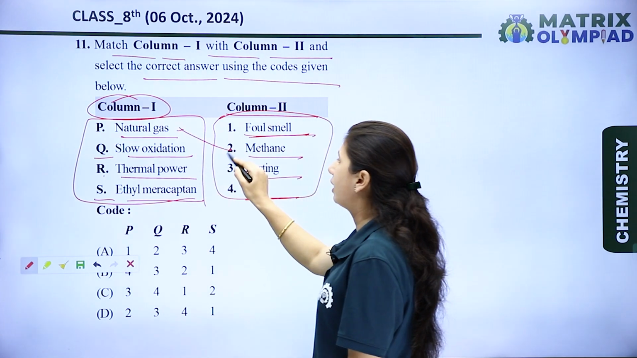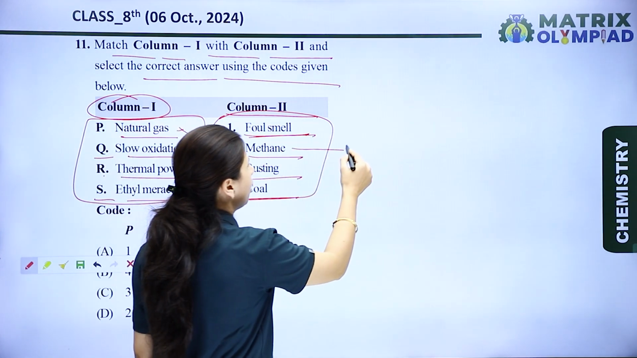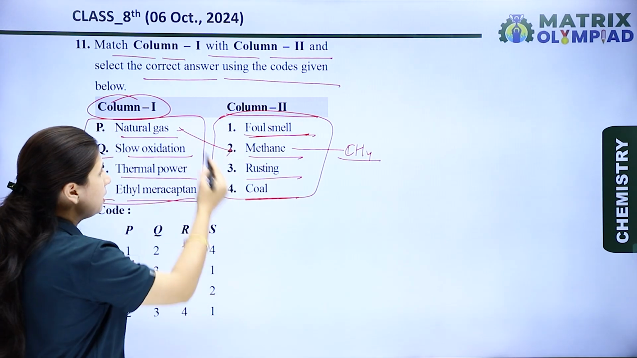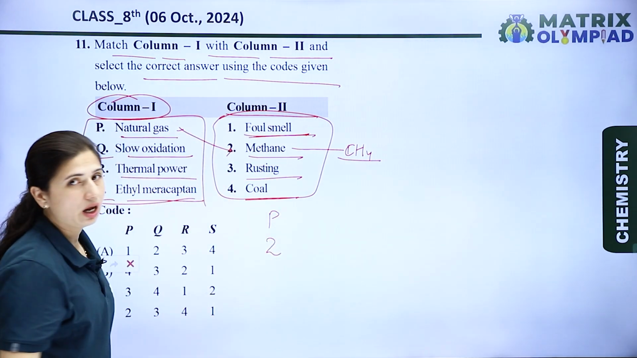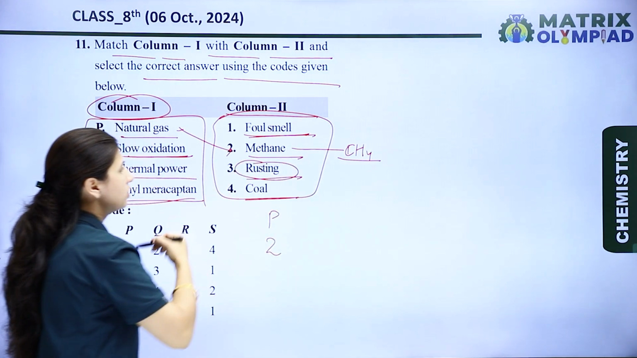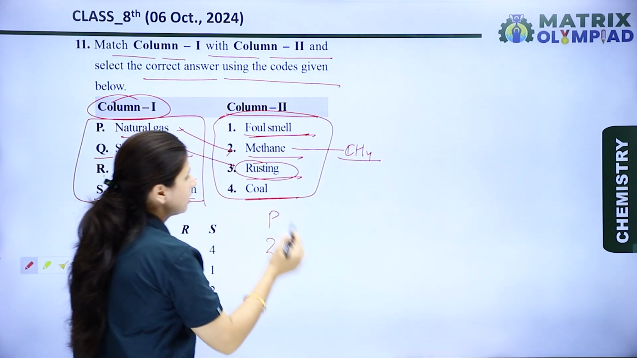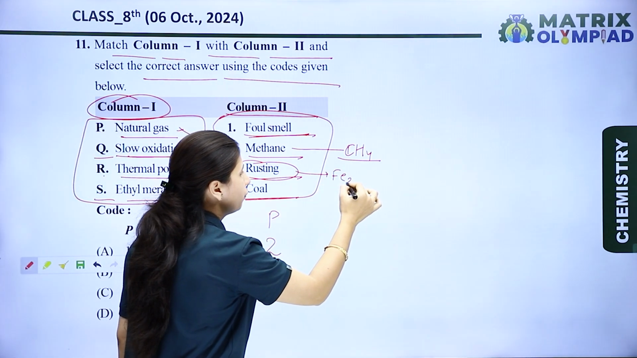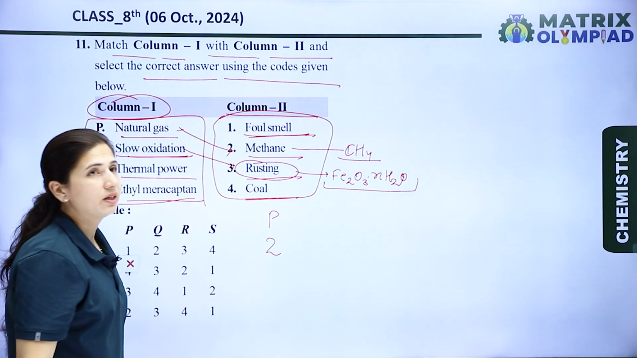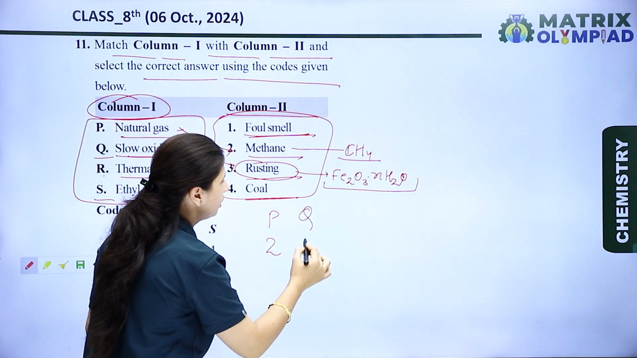Natural gas: we know that methane is a natural gas, also known as marsh gas, and the formula of methane is CH4. So, P matches with the second option. Now let's see the next one, slow oxidation. Rusting is a process in which a slow oxidation reaction takes place, and the formula of rust is Fe2O3.xH2O, which is hydrated ferric oxide. So, Q matches with the third option.